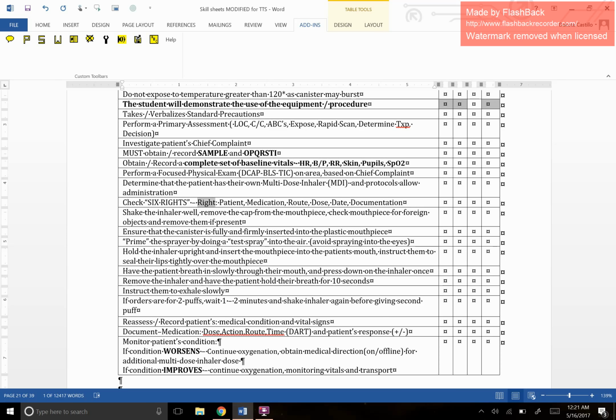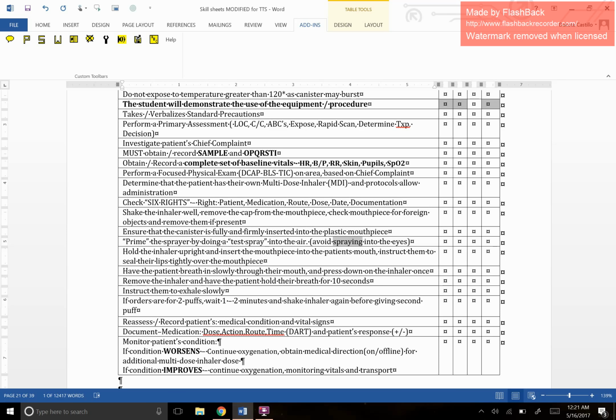Check the 6 rights: right patient, medication, route, dose, date, documentation. Shake the inhaler well, remove the cap from the mouthpiece, check the mouthpiece for foreign objects and remove them if present. Ensure that the canister is fully and firmly inserted into the plastic mouthpiece. Prime the sprayer by doing a test spray into the air.